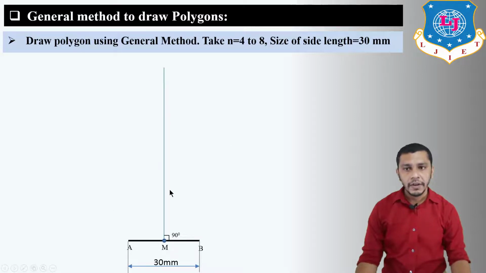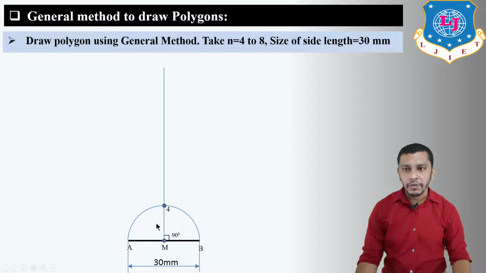Now after drawing the perpendicular bisector, from M as a center and radius is equal to M to A or M to B, draw a semicircle. Center M, radius is equal to M to A or M to B, draw a semicircle, and mark the intersection point of this semicircle and perpendicular bisector as point number 4.